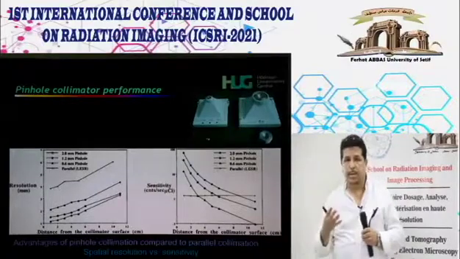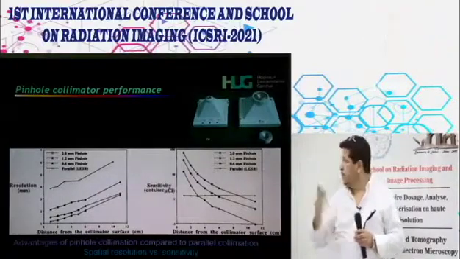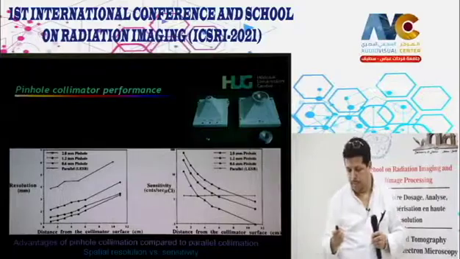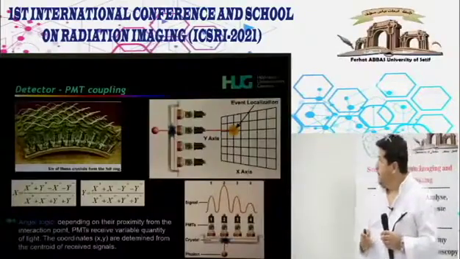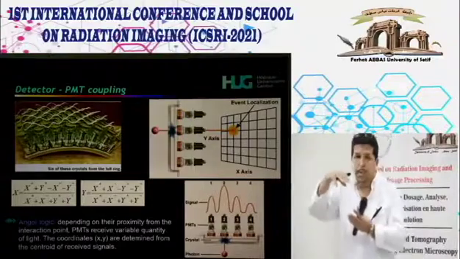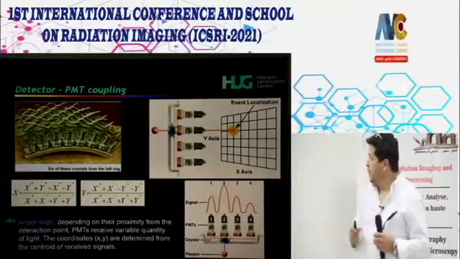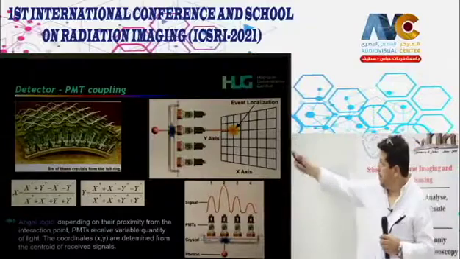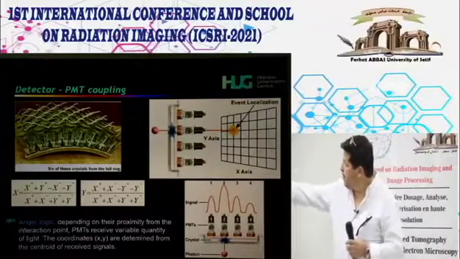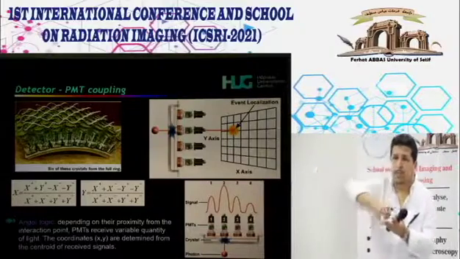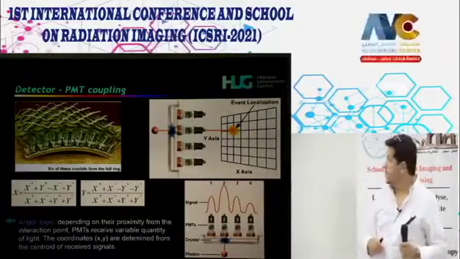So depending on the sensitivity and spatial resolution that you need, you can choose the appropriate collimator for your applications. Very good. So how do we put the PMTs on top of the sodium iodide crystal? I think you see it very nicely here. These are the PMTs on the top, which are directly glued or attached to the sodium iodide crystal.